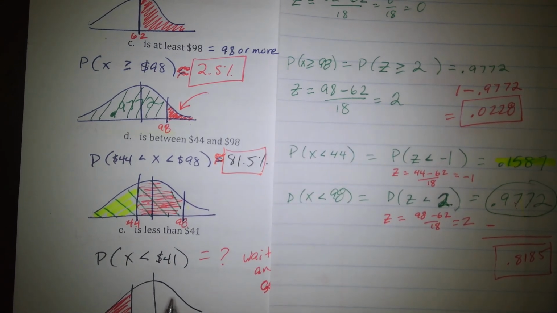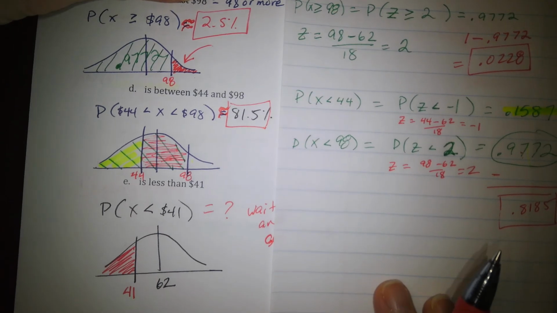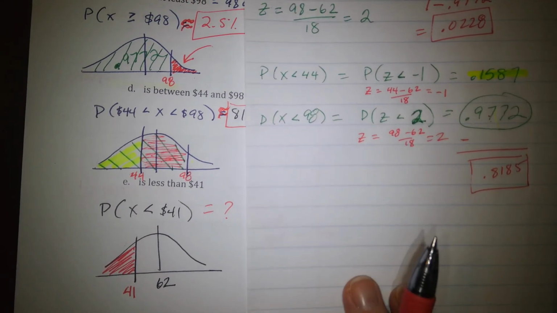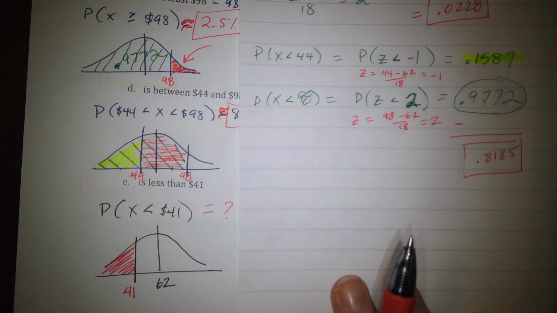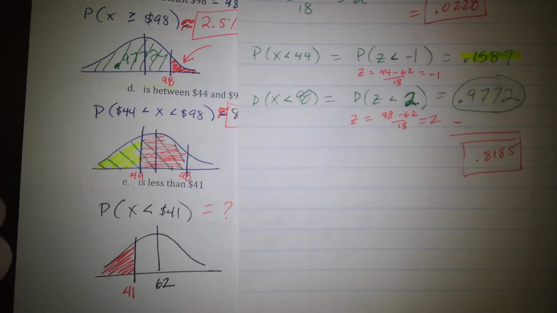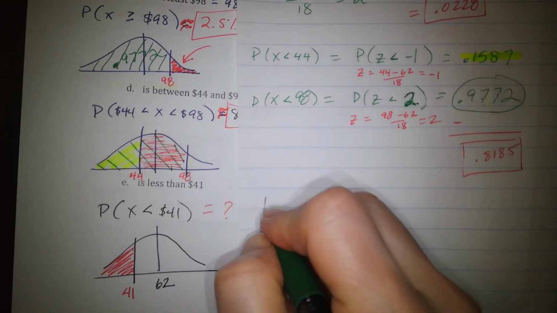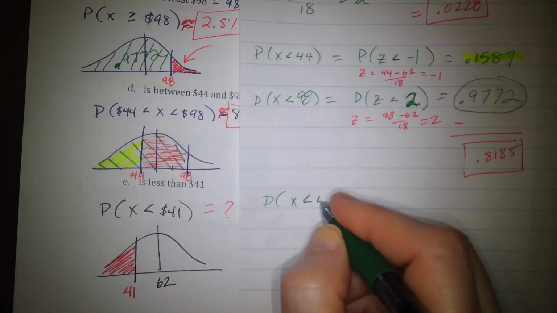All right, so now comes the last one. We can finally figure out what this answer is. I kind of left you hanging before. We didn't quite figure out what that answer was going to be. So let's go ahead and find it now. Okay, we're looking for the probability that x is less than 41.